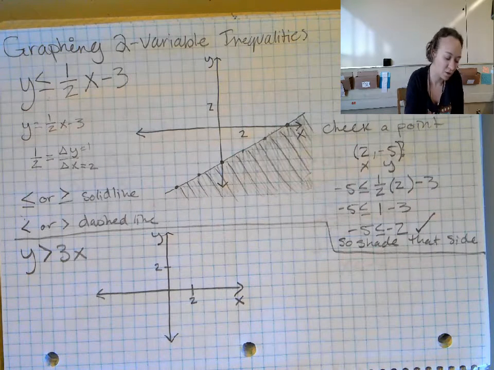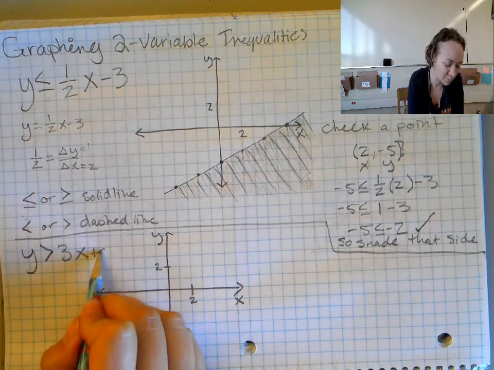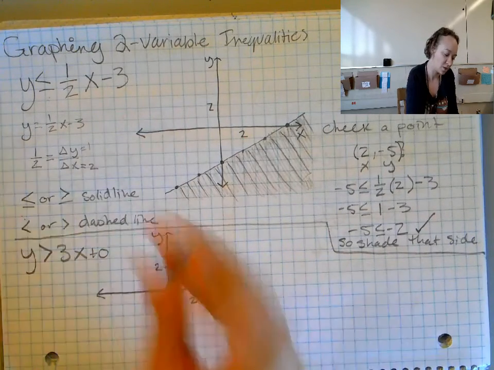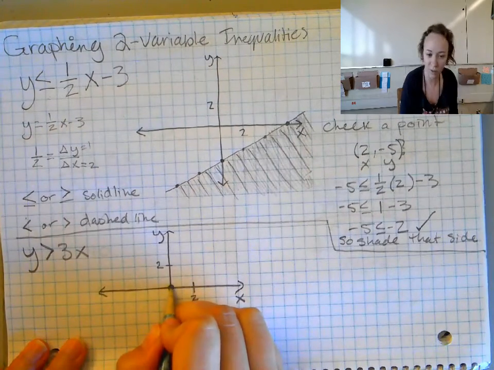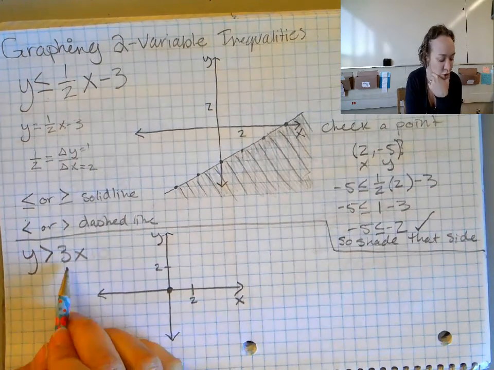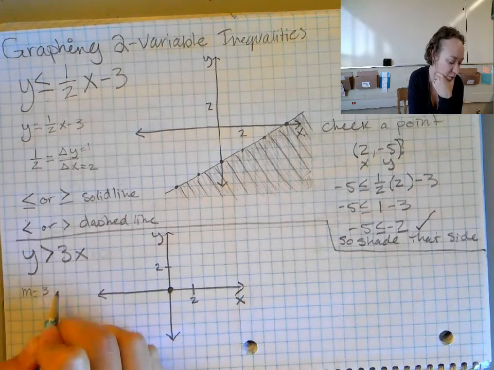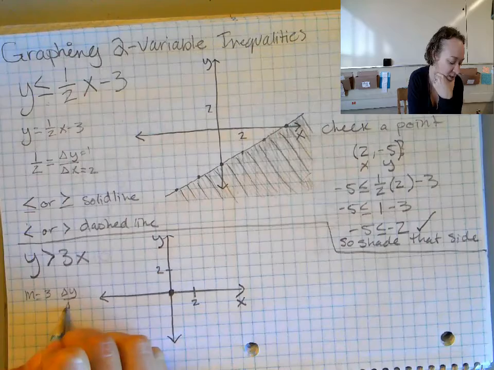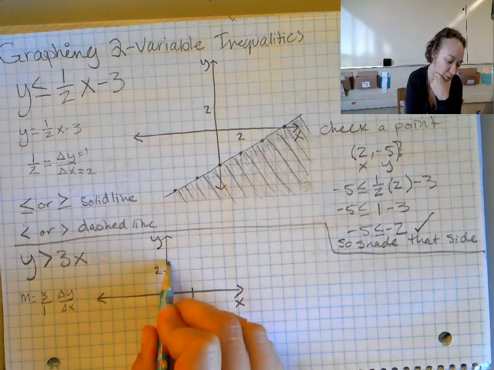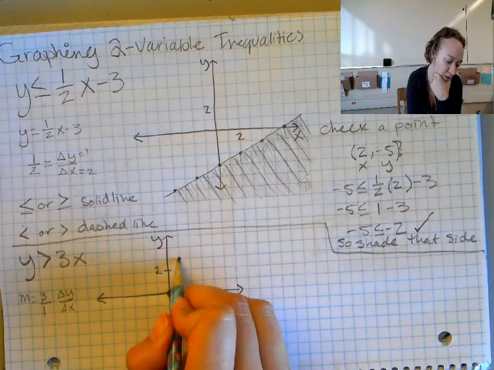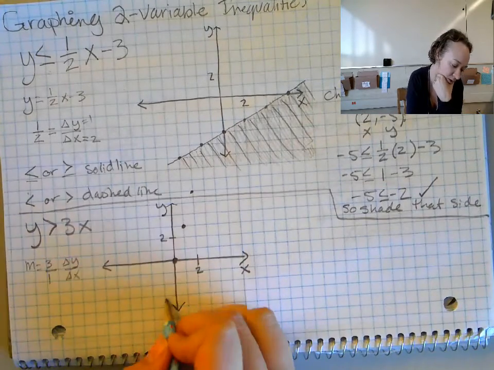All right, so there is no b value, right? If there was, it would be like a +0 at the end there. So that means this one starts at 0, 0. And then its slope, m, is 3. So delta y over delta x is sort of like 3 over 1. So that means I'm going to go up 3 over 1, up 3 over 1, back 1, down 3.